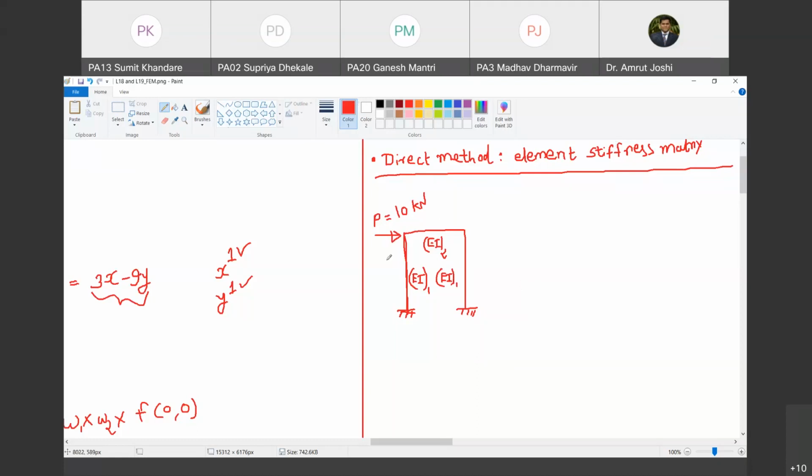Okay. And such kind of frame is a single bay, single story frame subjected to 10 kilonewton lateral loading. You must have solved such kind of problems during your structural analysis using stiffness matrix method. Have you solved this? Yes, sir. Okay. So I'm going to name this frame as A, B, C, and D. Are you with me? Yes, sir.